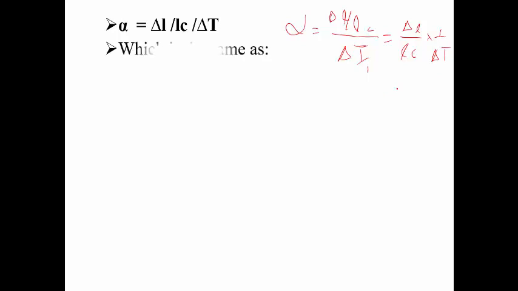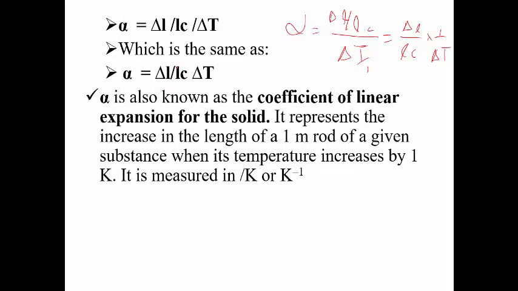Therefore finally, after rearranging, you get change in L over LC times change in T, because 1 is multiplied by change in L, you get change in L, and LC times change in T becomes LC change in T. And change in L over LC change in T is the final answer for alpha. And if you cross-multiply, alpha is, as I said before, what?